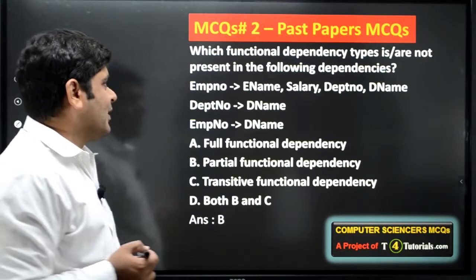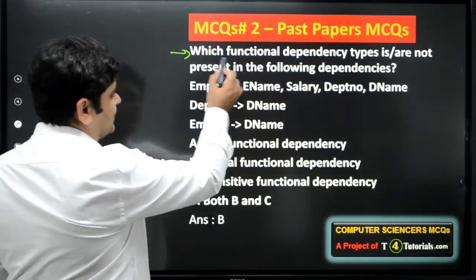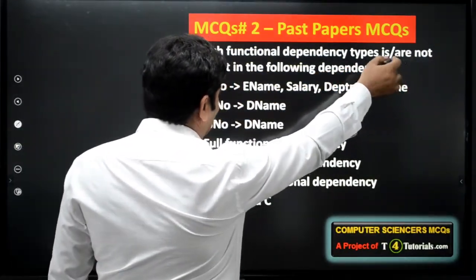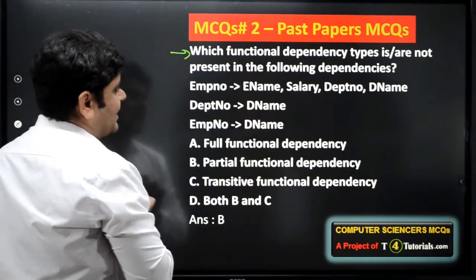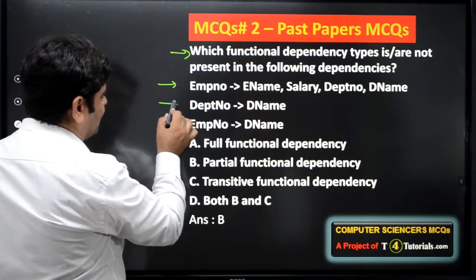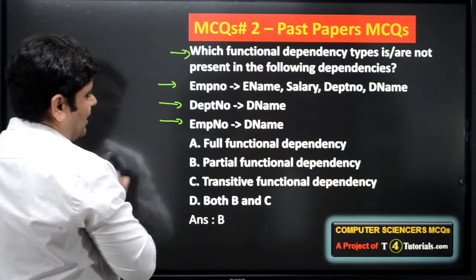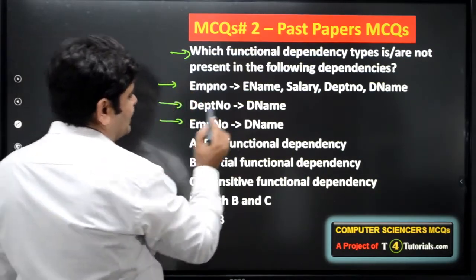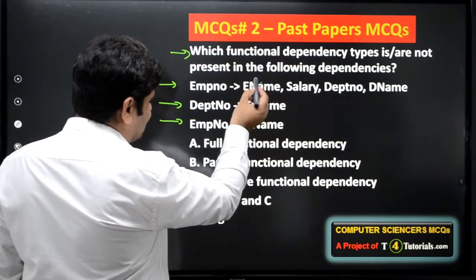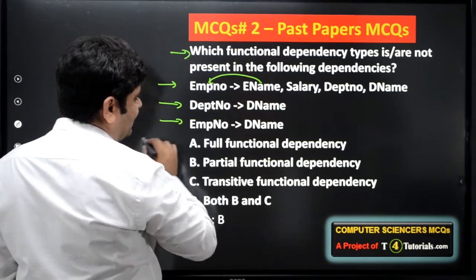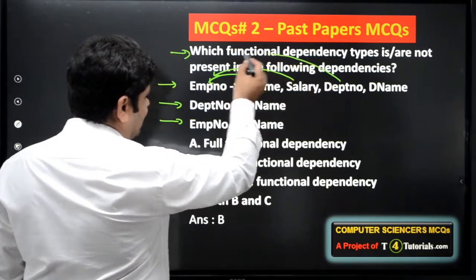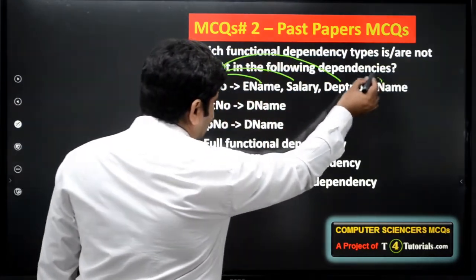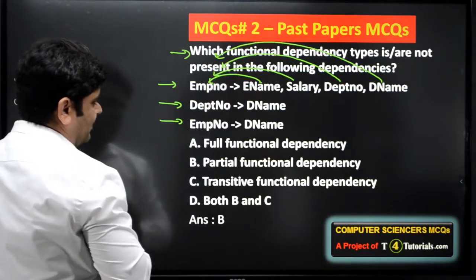Now let's begin. And the question is, which functional dependency types are not present in the following dependencies? Here we can see that in the question we have three kinds of dependencies. In the first relation, we can see that employee name is dependent on employee number, and salary is dependent on employee number, department number is dependent on employee number, and department name is also dependent on employee number.